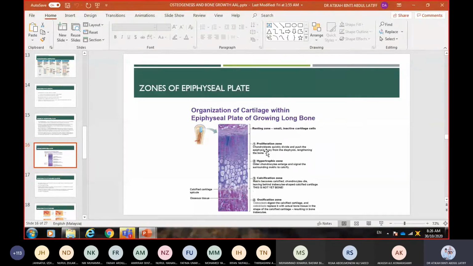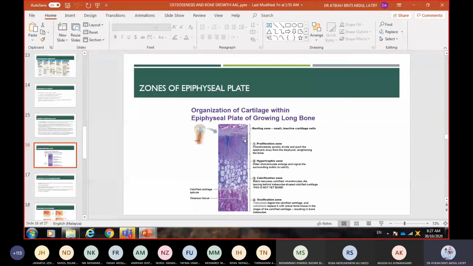So again, this will use intrachondral ossification. The chondroblast will start to create a template first, and then be replaced by bone tissue. Chondroblasts, or precursor cells for cartilage, will divide and push the epiphysis away from the diaphysis, lengthening the bone. Because of the rapid mitosis, it will push away the diaphysis from the epiphysis or metaphysis here.